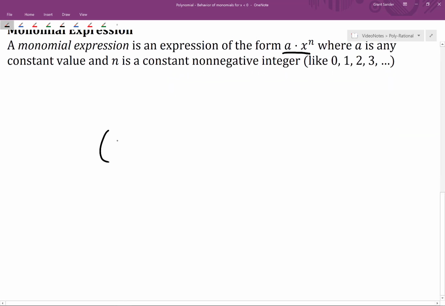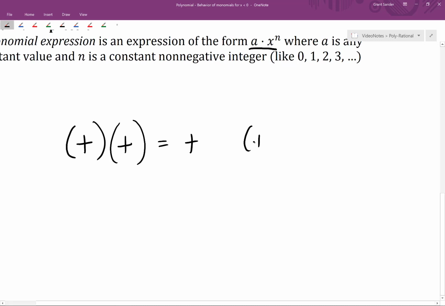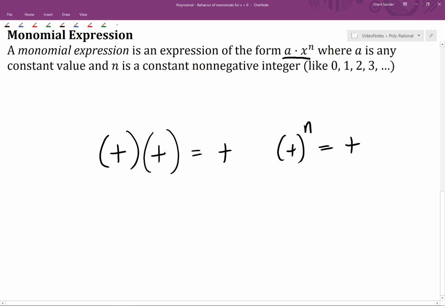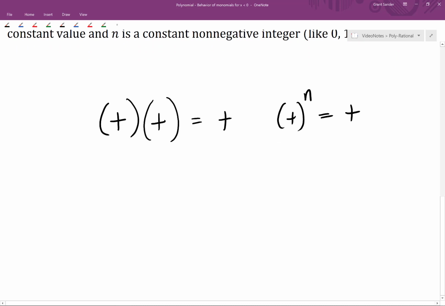So if we have two positive numbers, and if we multiply two positive numbers together, we're always going to get a positive number back. In fact, anytime we take a positive number raised to any exponent, we're always going to get a positive number back. So multiplying positive numbers always gives us positive numbers back. But multiplying with negative numbers becomes a little trickier.